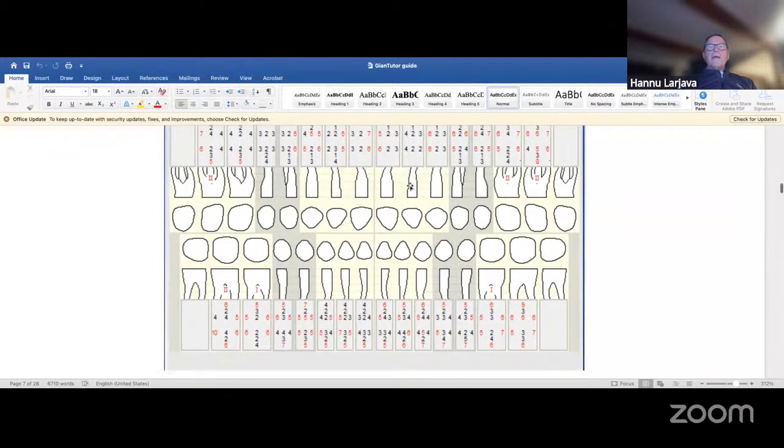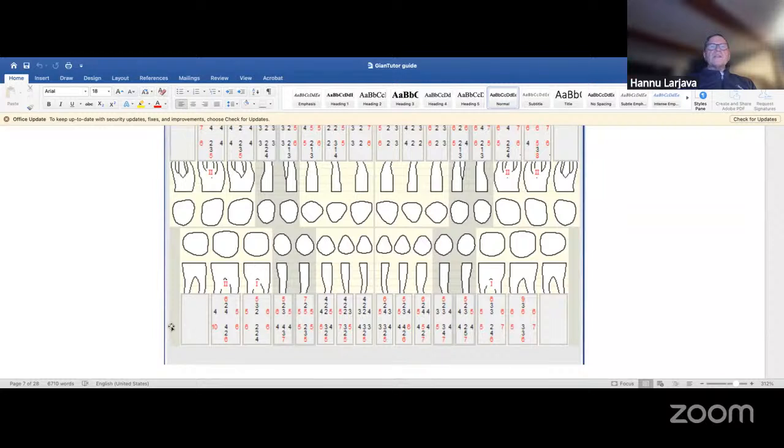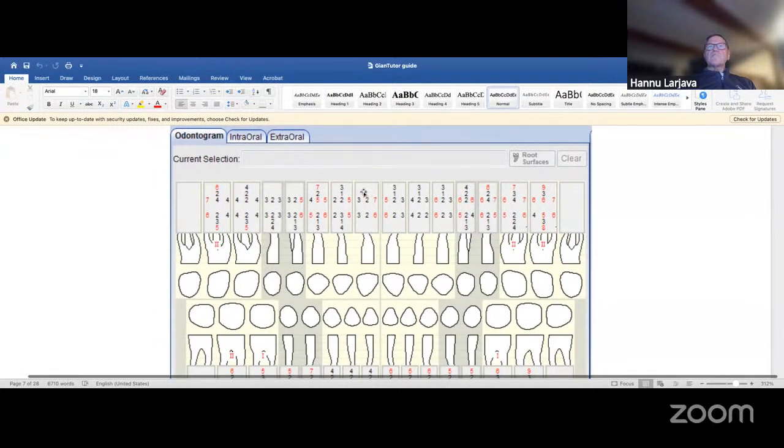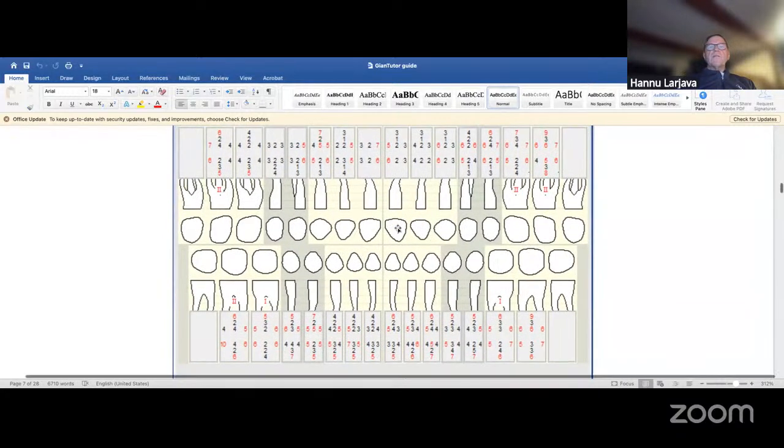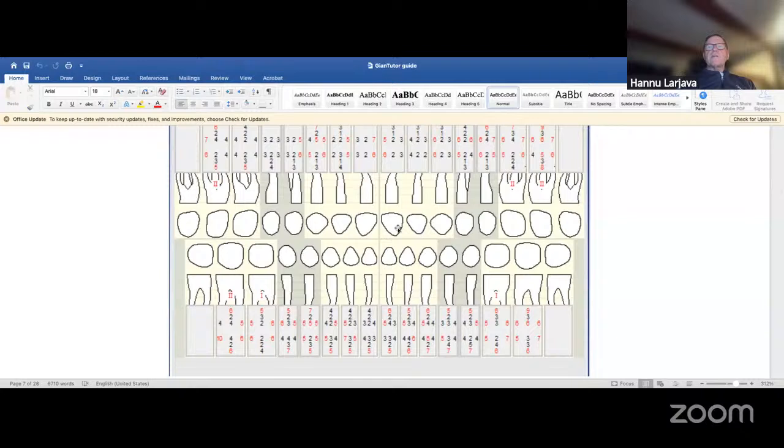So the recessions are somewhere between 2s and 3s throughout the dentition. So it's pretty generalized overall, 1 to 3, 4 millimeters of recession around the teeth.